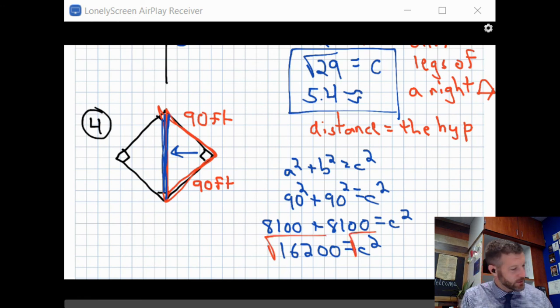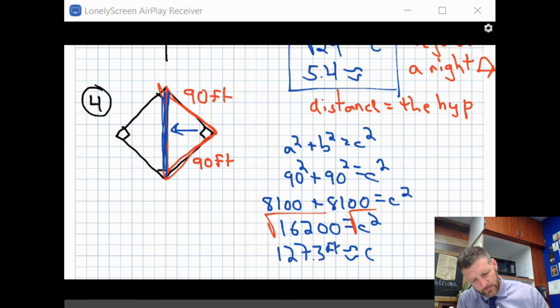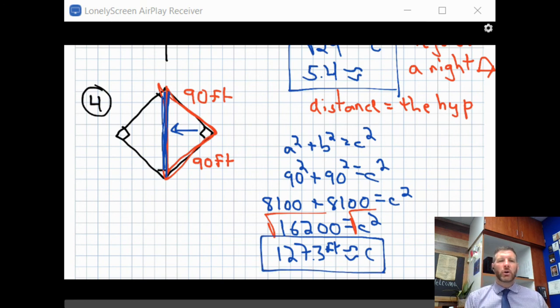So what is the square root of 16200? 127.3. So c is approximately 127.3 feet. Put some units on it. It's a word problem. And that seems about right, because if the base paths are 90 and we know we have to be longer, 127 plus feet sounds about right.